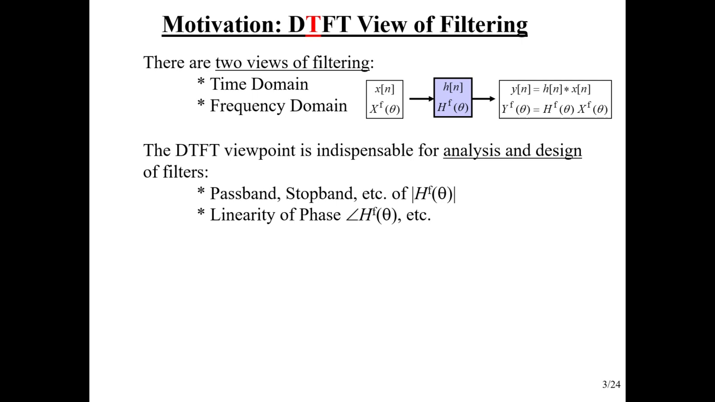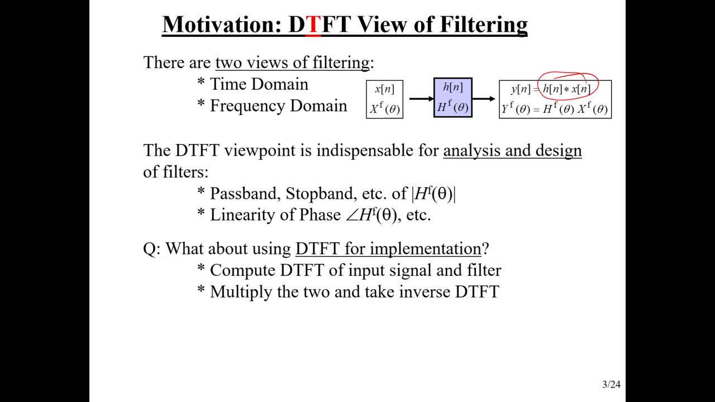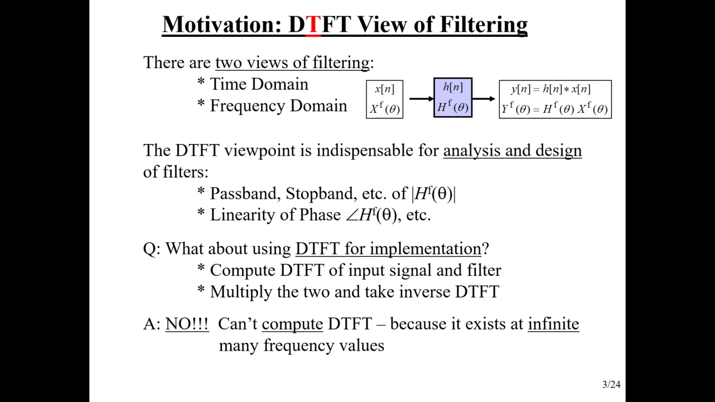That's all for analysis, but when it comes down to implementing, we either do convolution or we do recursion, one or the other. Okay, so that's the deal. But now, could we somehow come up with a new way to implement based upon this DTFT view? So could we compute the DTFT of the input signal and the DTFT of the filter, that's the frequency response, multiply the two and take the inverse? This is a question I'm asking. Can we do that? No, not inside a computer.